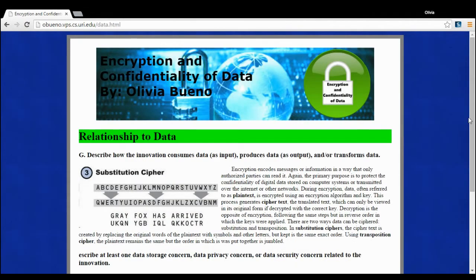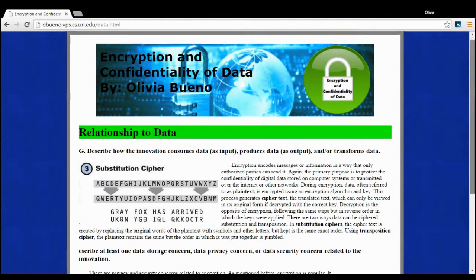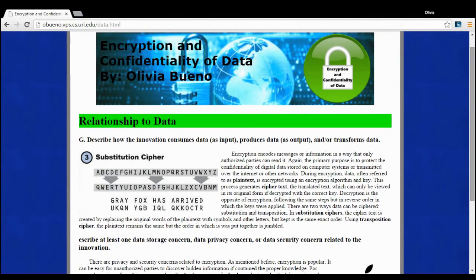On this page, I will describe encryption's relationship to data, such as how it transforms data and a data privacy concern related to it. During encryption, the data, referred to as plaintext, is encrypted using an encryption algorithm and key. This generates ciphertext, which is the translated text, which can only be viewed in its original form if solved with the correct key. Decryption is the opposite of encryption.